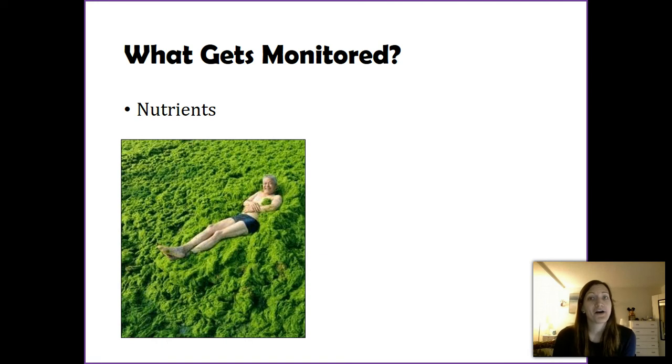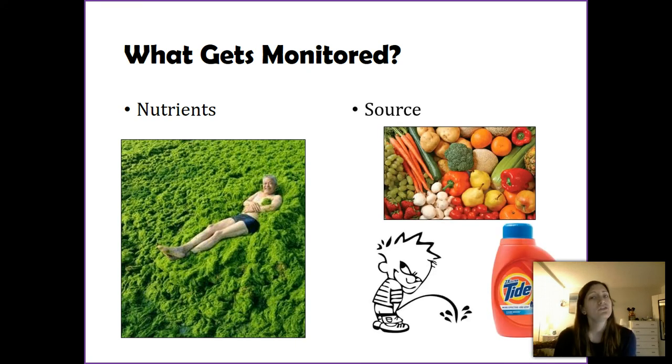Another thing that gets monitored are nutrients. So nutrients such as phosphorus, potassium, and nitrogen can cause algae blooms like you see in this picture, which can have a lot of negative consequences on our environment. Those nutrients are coming from a lot of things. So for example, food. Now, you eat the food, but think about food waste. If you're putting things down your garbage disposal, well, all the nutrients in that food have to go somewhere, and it went down with all the rest of your water from the sink.